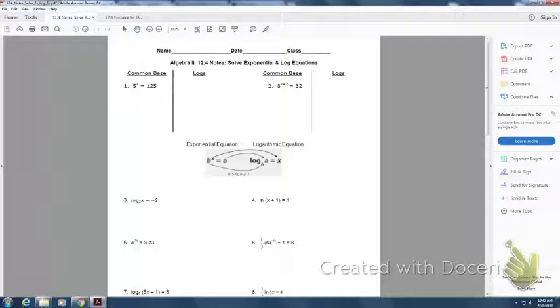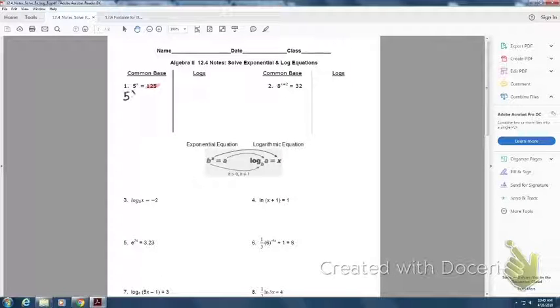Looking at the first one, 5^x = 125. Whenever you're doing it by common base, you want to try to get both of them with the same base. So looking at this, can I rewrite 125 with a base of 5? Or another way to think of it is 5 to the power of what equals 125? 3.